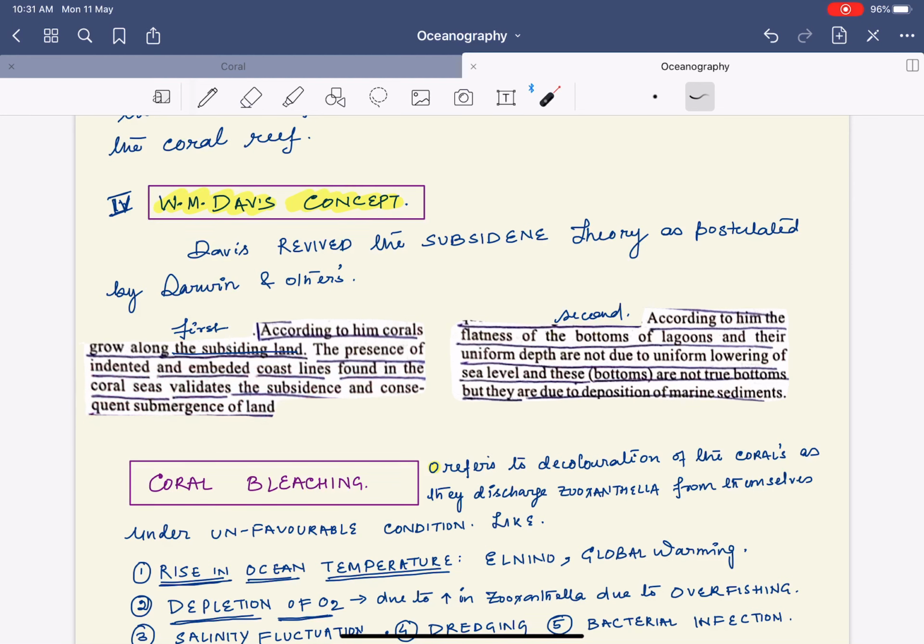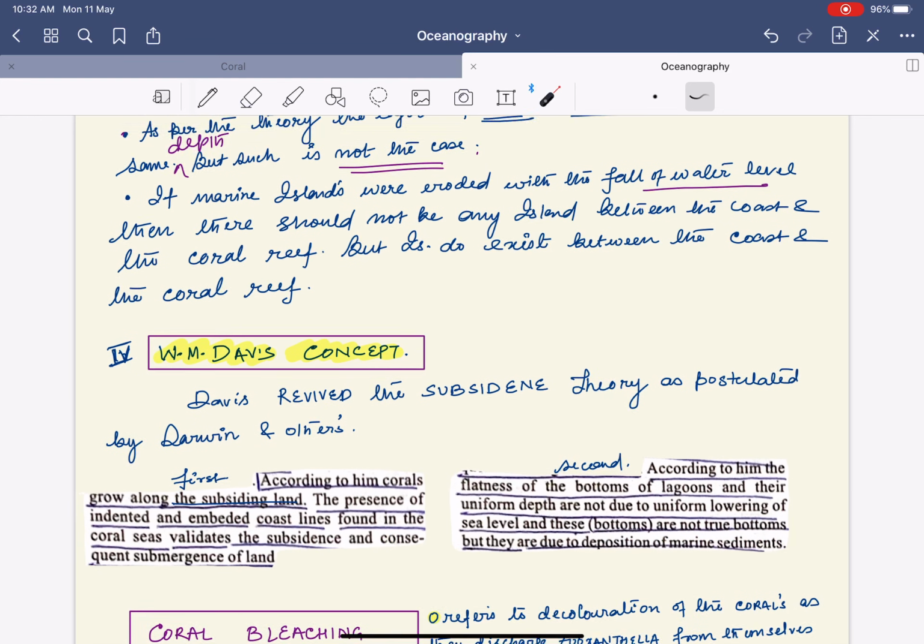Number one. Number two, according to him, the flatness of the bottom of the lagoon and the uniform depths are not due to the uniform lowering of the sea level, and these bottoms are not true bottoms, but they are due to deposition of the marine sediments. Read it again. According to him, the flatness of the bottom of the lagoon, this is your lagoon, and the uniform depth are not due to the uniform lowering of the sea level, and these are not the true bottom, because these bottoms are because of the deposition of the marine sediments.